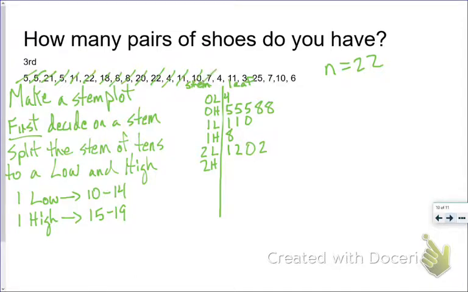Where are we? I got lost. A 4, an 11, a 3, a 25, a 7, a 10, and a 6.